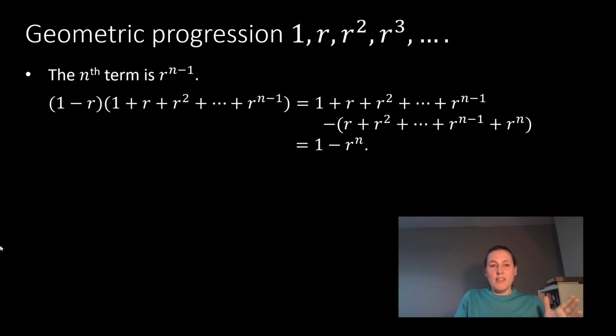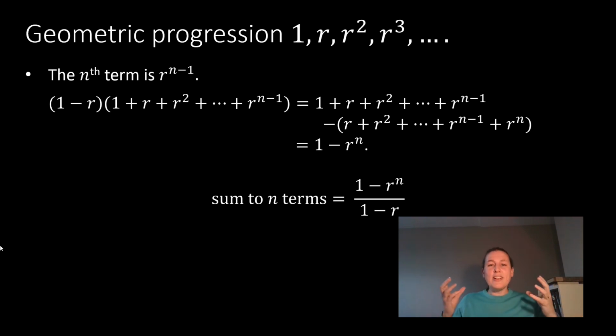So we can just divide through by 1 minus r at this point and get that the sum is this very simple expression, 1 minus r to the n divided by 1 minus r. Now, in our case, r was a half. So 1 minus a half is a half.